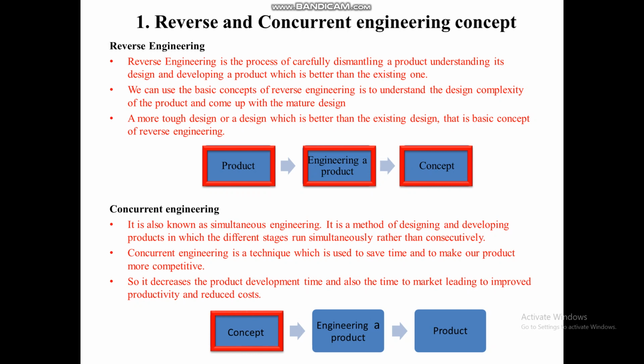We have a concurrent concept regarding that product. Then we study that product. It means engineering a product, the process in which every aspect like planning, designing and manufacturing are laid down. Then finally we get a product. This whole process is known as concurrent engineering.